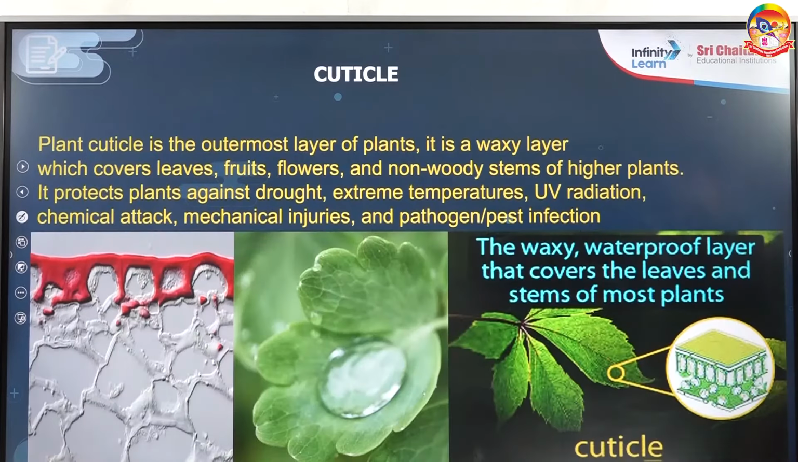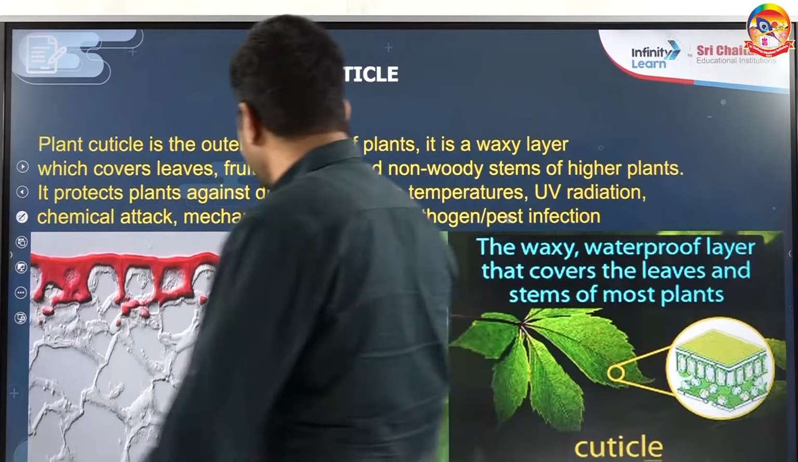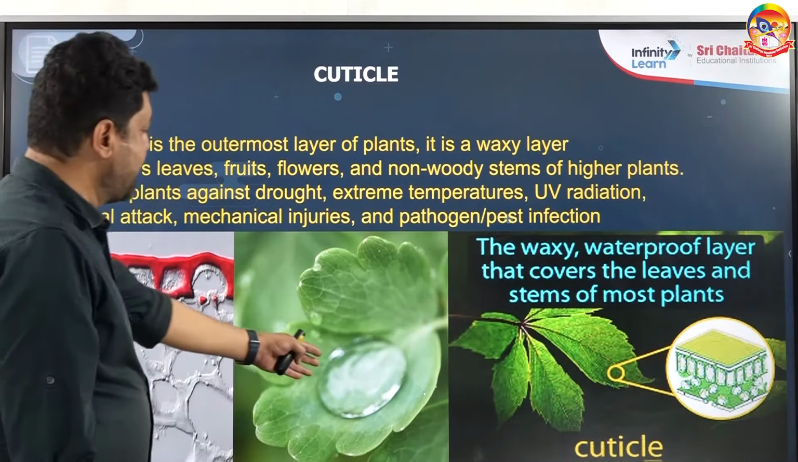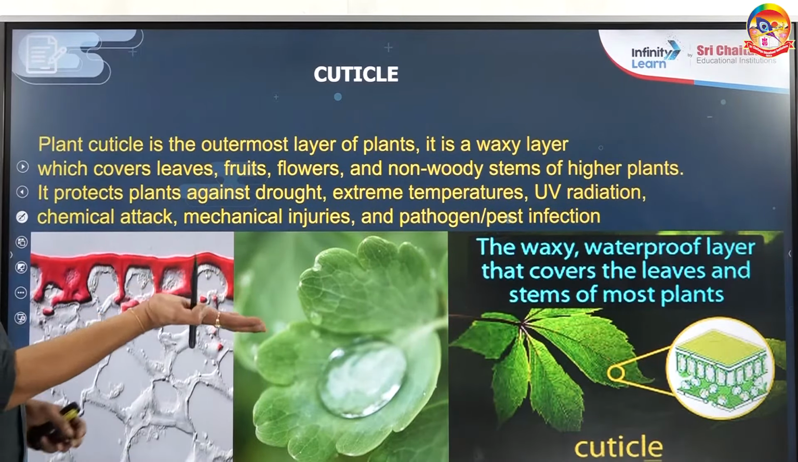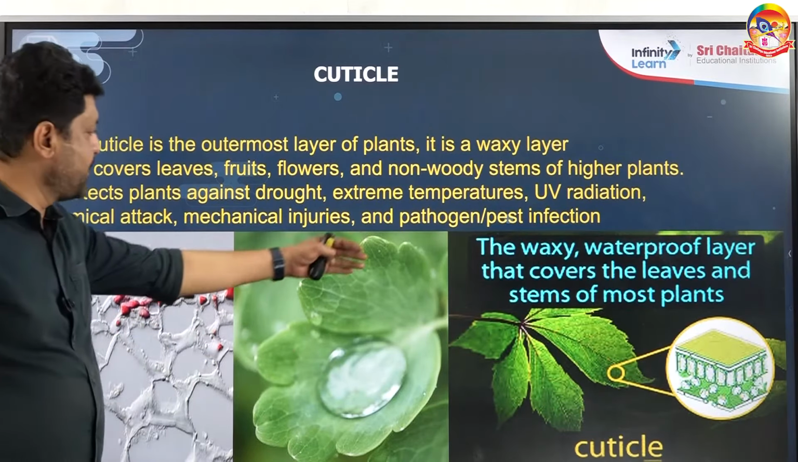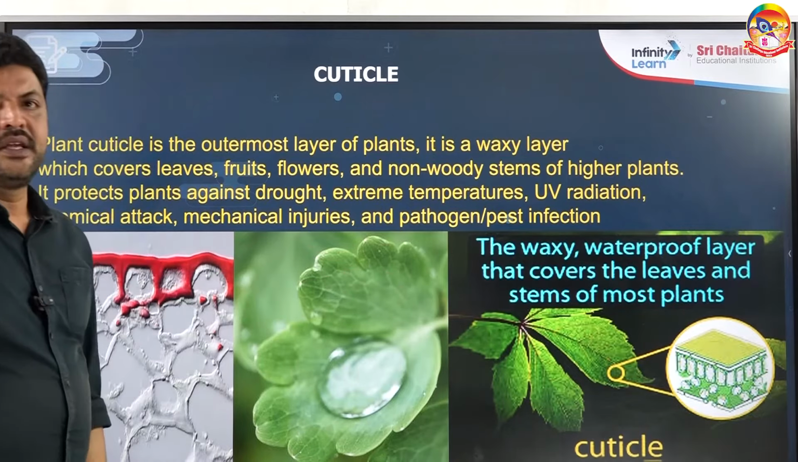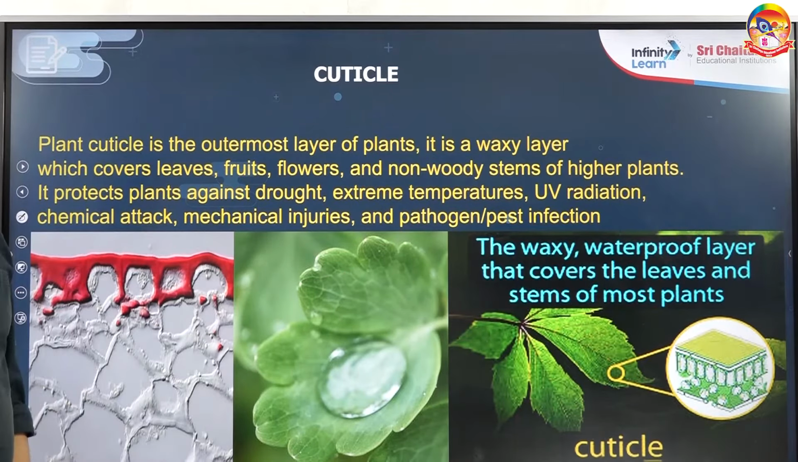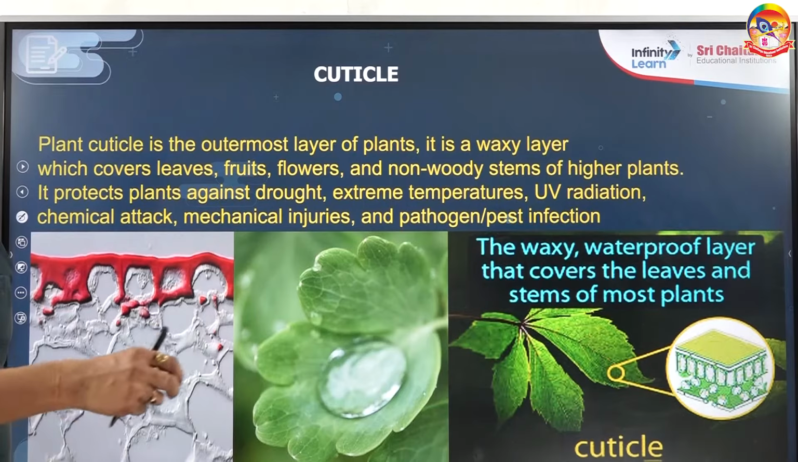These are trichomes. Now this is cuticle. You can see some of the leaves, if you give water, it does not stick to the surface of the leaf. It is because every leaf is covered by a thick walled cuticle. I repeat again, thick cuticle.